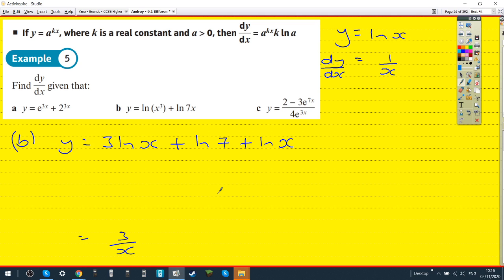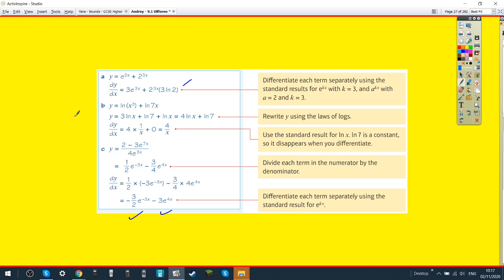Will that become 1 over 7 plus 1 over x? Well, this one would be 1 over x. This one is just a number. Okay. So is it 3 over x plus 1 over x? So that would be 4 over x. So it just kind of threw us into this thing. Yeah, 4 over x. There we go.